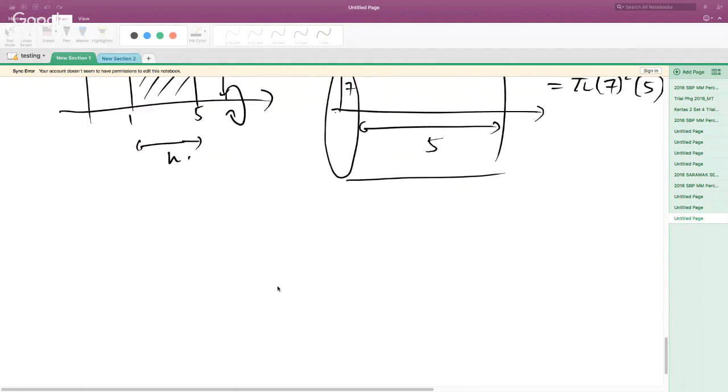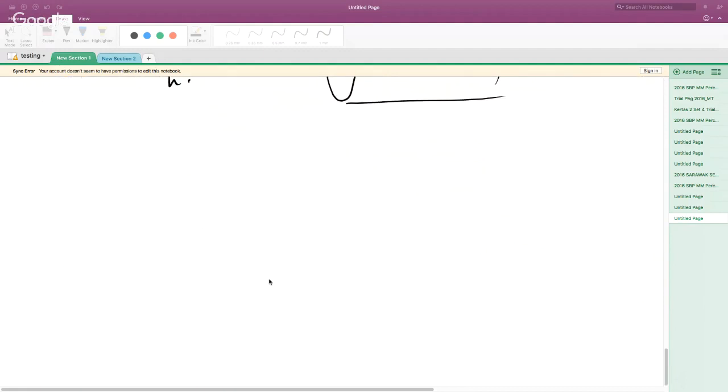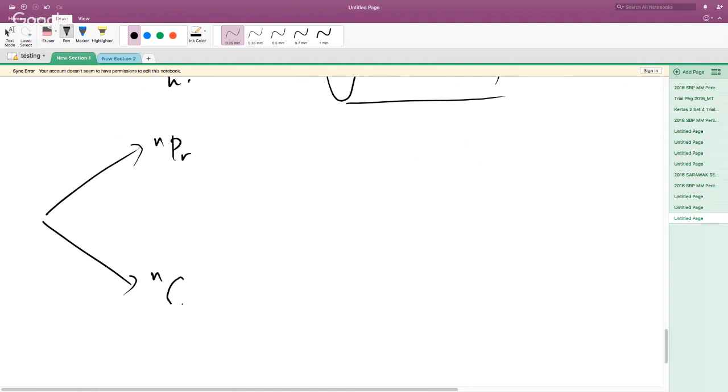Okay, for permutation and combination, let me just talk a little bit on permutation and combination. I will mention more about permutation because combination is quite easy. If you watched my video before, I always teach students how to differentiate between permutation and combination. P stands for permutation, C stands for combination.